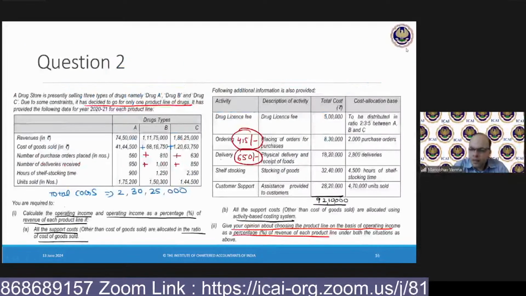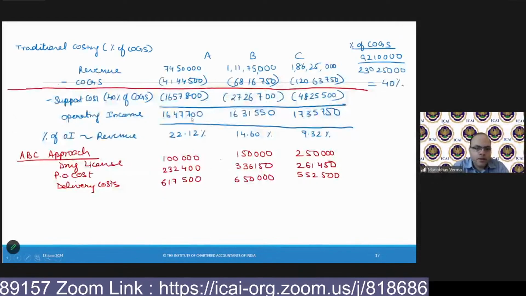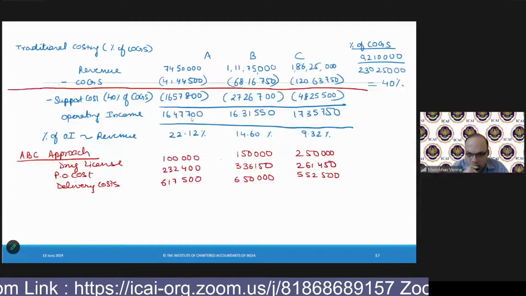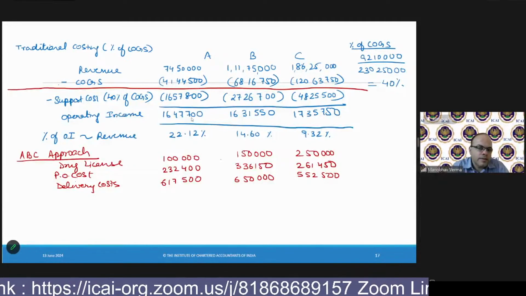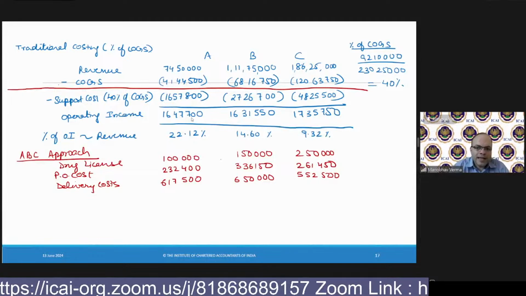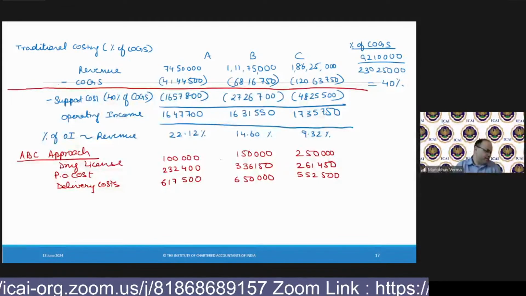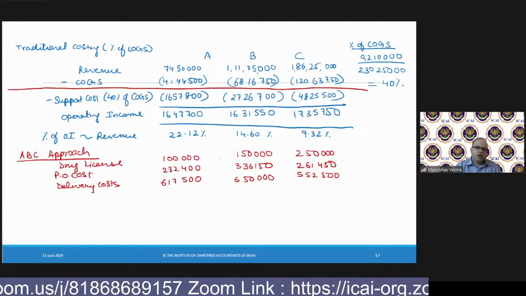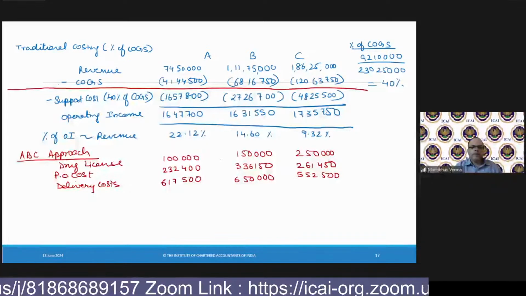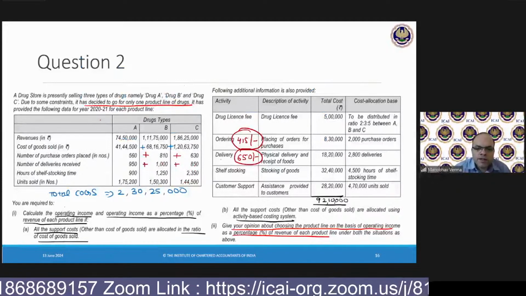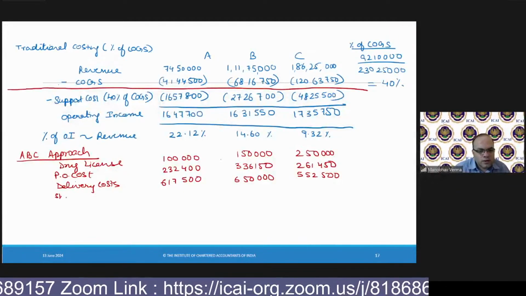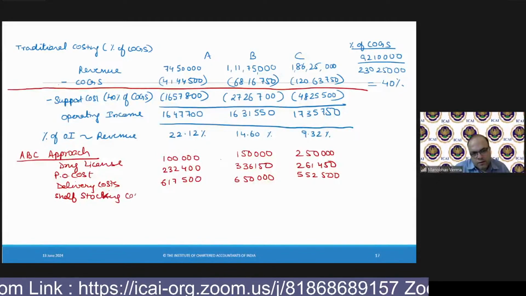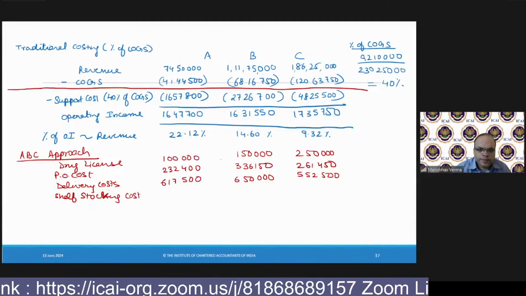So are we getting 617, 500, 650, and 552? Come on, guys, we need to quickly catch up here. Then we have a shelf stocking cost here. Shelf stocking cost.